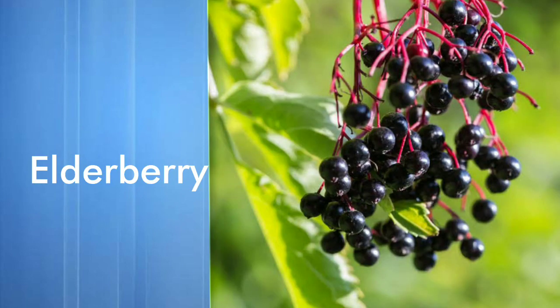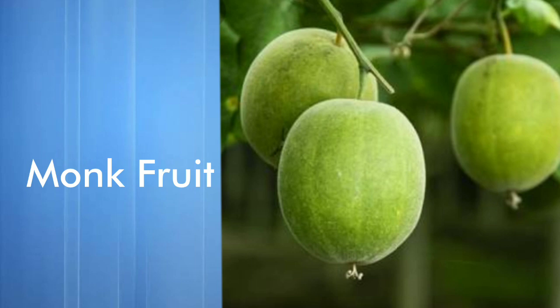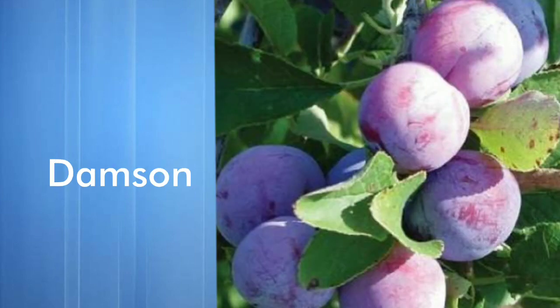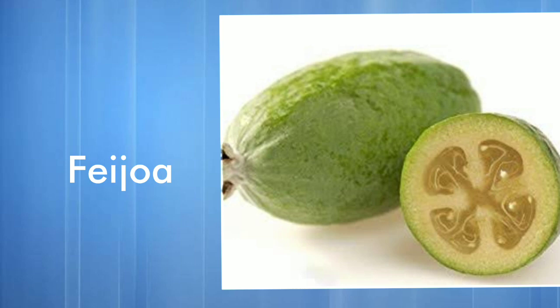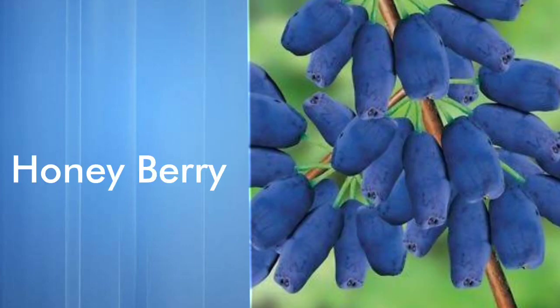It's a dragon fruit. Elderberry. It is elderberry. What is it? It is an elderberry or elderberries. Monk fruit. These are monk fruit. What are these? These are monk fruits. Next we have damson. These are damson. What are these? Feijoa. It's a feijoa. What is it? Next we have honeyberry. These are honeyberries. What are these?